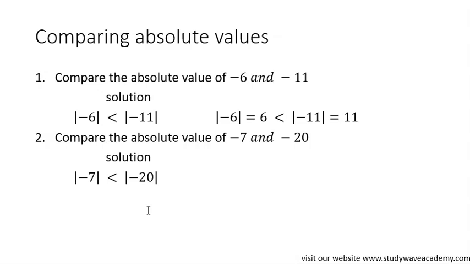But if we're just having to compare -7 and -20, you know that -7 is greater than -20 and -20 is less than -7. But here we're to compare the absolute value, which is the positive value of -7 and -20. The positive value of -7 is 7, and the positive value of -20 is 20, and 7 is less than 20, right? Good.